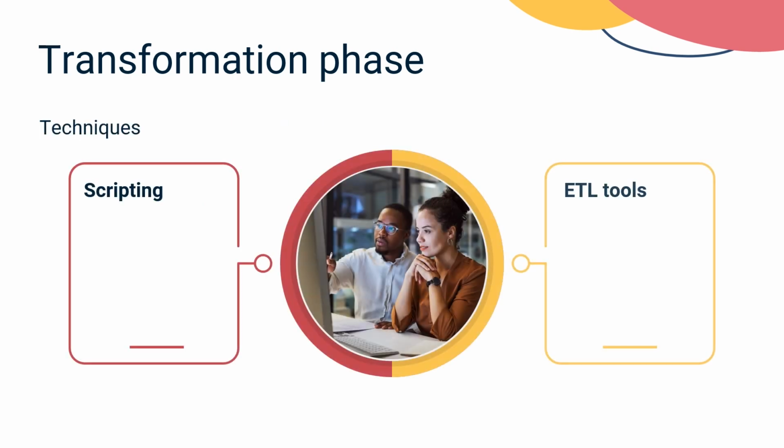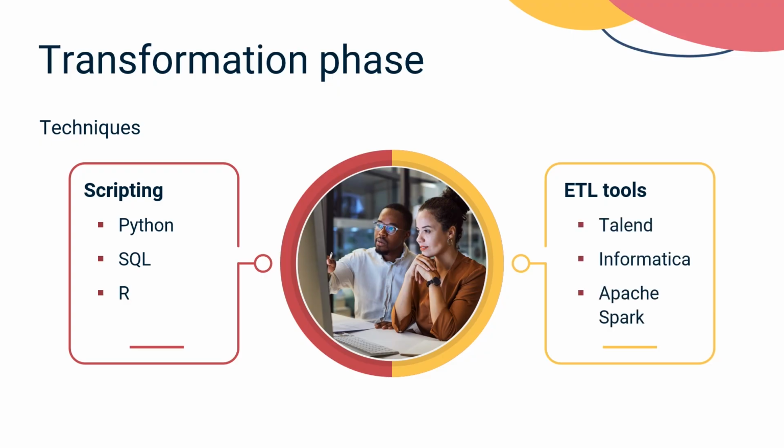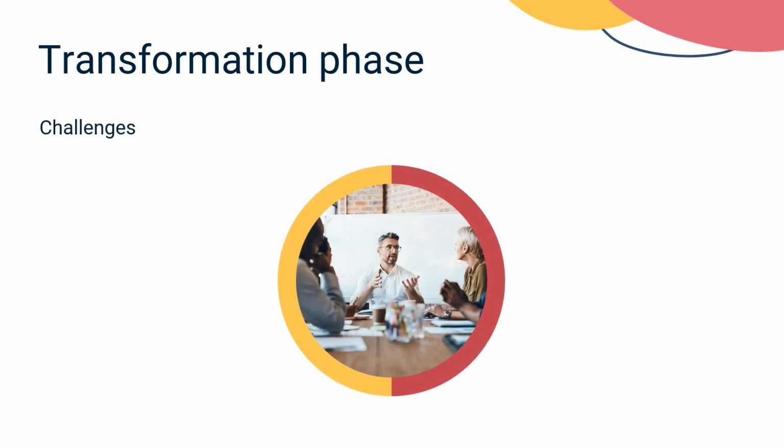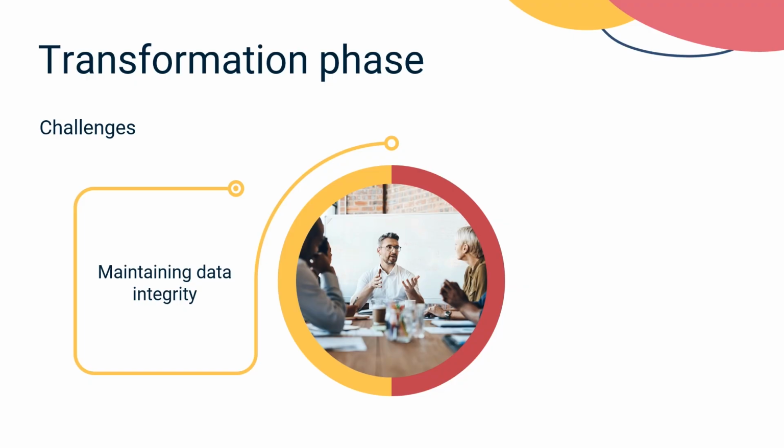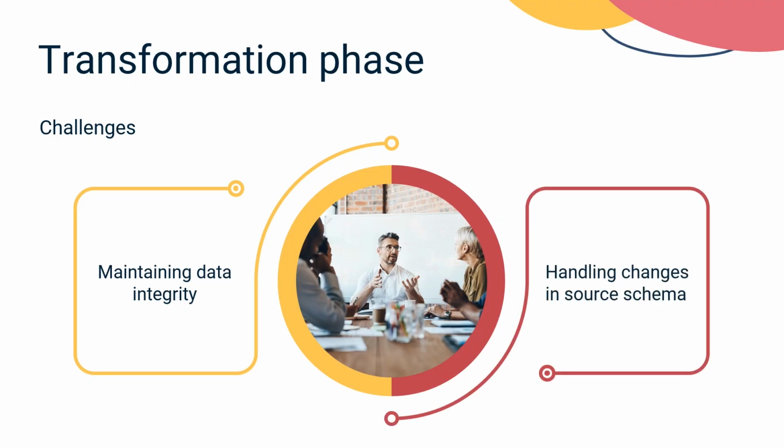Data transformation is performed using scripting or ETL tools. Scripting involves using languages such as Python, SQL, or R to perform transformations. ETL tools such as Talend, Informatica, and Apache Spark provide visual workflows and can be used for complex transformations. The main challenges in data transformation are maintaining data integrity while performing large-scale transformations and handling changes in source schema or structure.